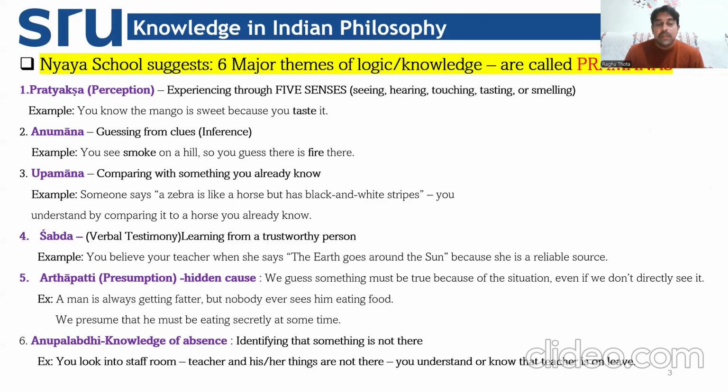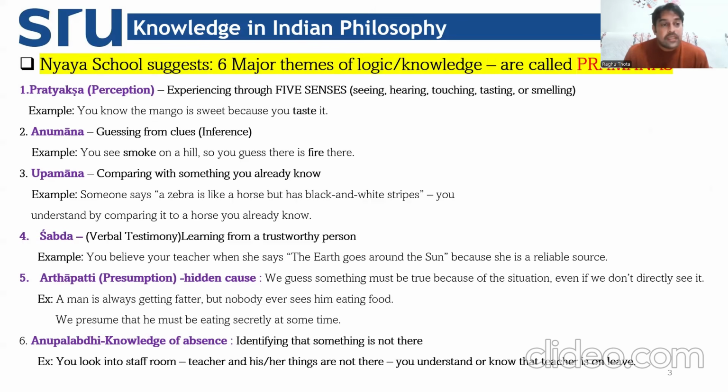What is the meaning of it? Guessing from clues. If something has happened, you need to look for clues and find the proper reasoning behind it. Inference. An example that we have already discussed just now: you see smoke on a hill. You have observed that there was smoke on the hill, and immediately you can come to the conclusion with that clue that there might be a fire. Without the fire, how can you get the smoke? So, smoke is a clue. That is called Anumāna.